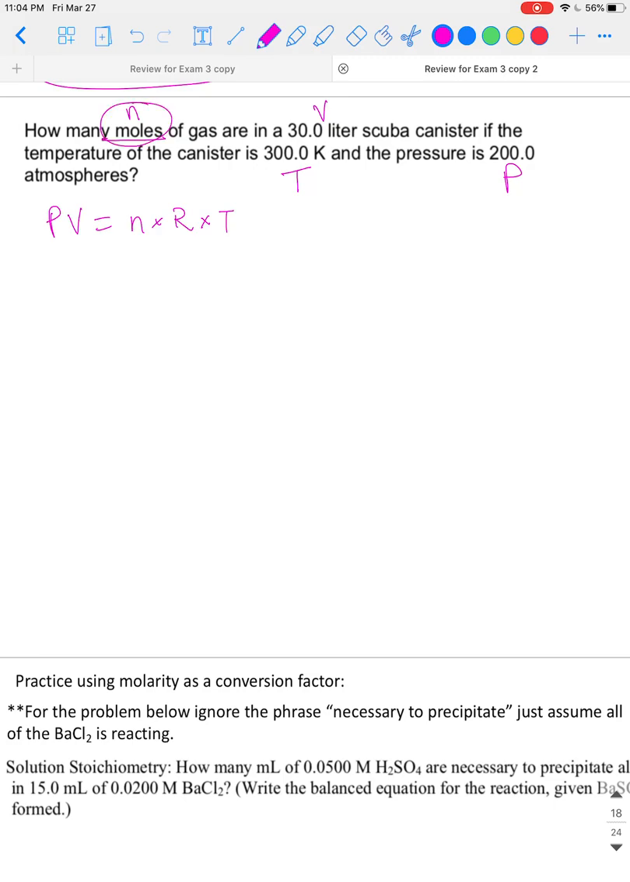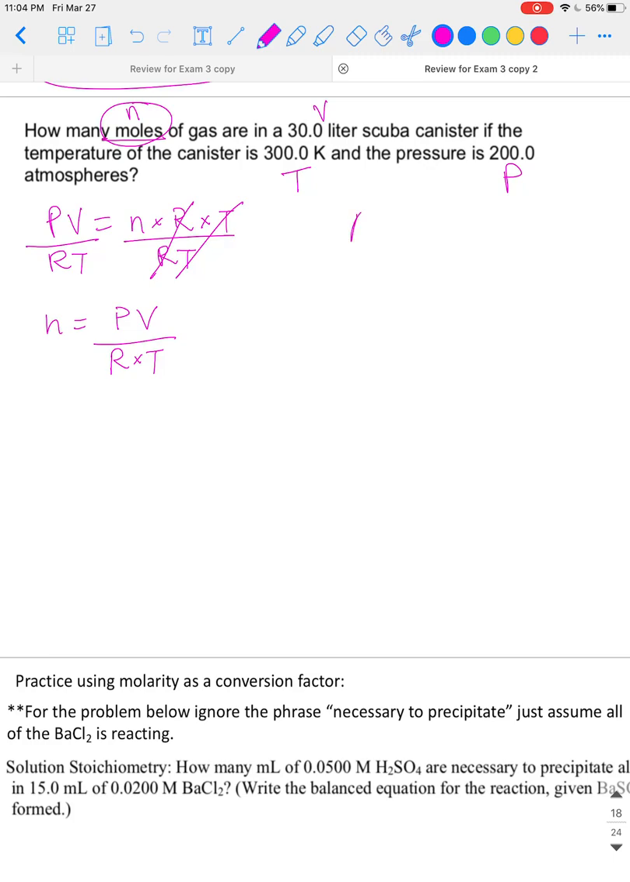And it says how many moles of gas, so we're solving for n. I'm going to isolate n, rearranging the equation to get n, the variable for moles, by itself. So divide both sides of the equation by R and T. R and T cancel out on the right side. So n equals PV divided by R times T.